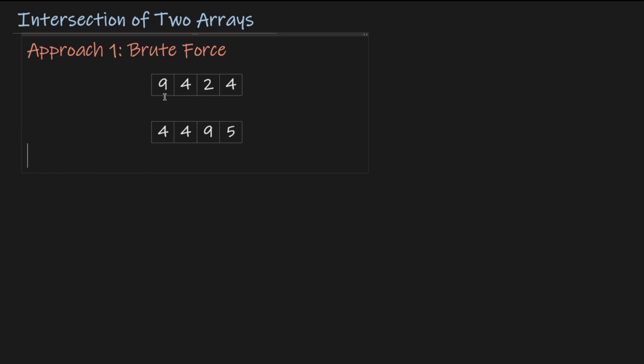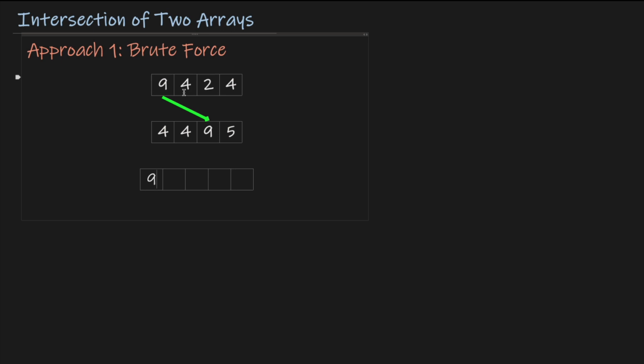Now what we can do? We can try and compare each element one by one, and whenever we find a match, we'll store it in a resultant array. Let's try this out. So let's say this is the resultant array. Now if we start with 9, we compare it with 4, it is not a match. We go to the next element 9 and 4, again it is not a match. We go to 9 and 9, now it's a match, we'll store it. Then we go to 9 and 5, it's not a match again.